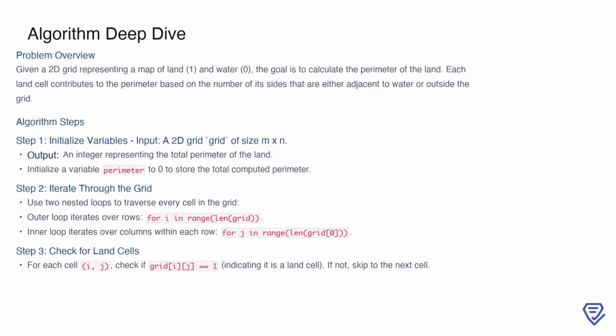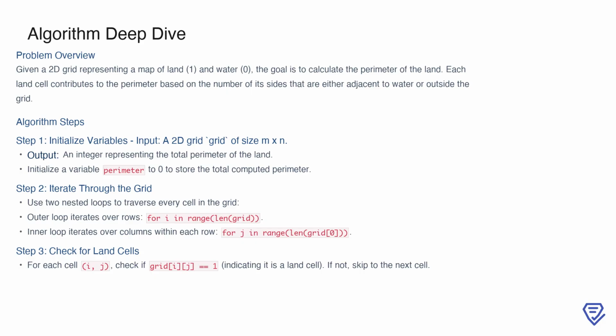To solve the island perimeter problem, we begin by understanding the task at hand. We are given a 2D grid that represents a map, where each cell is either land, represented by 1, or water, represented by 0. The goal is to calculate the perimeter of the land, considering that each land cell contributes to the perimeter based on how many of its sides are adjacent to water or are at the grid's boundary.